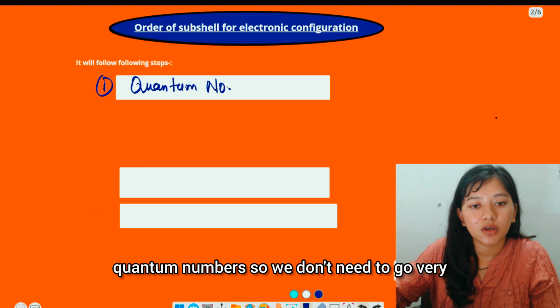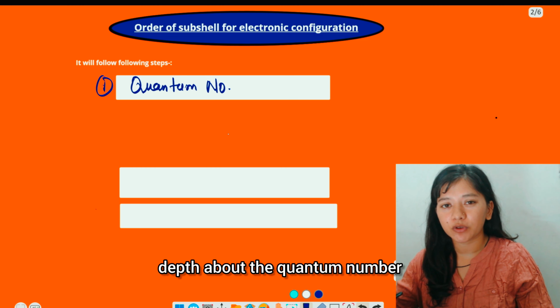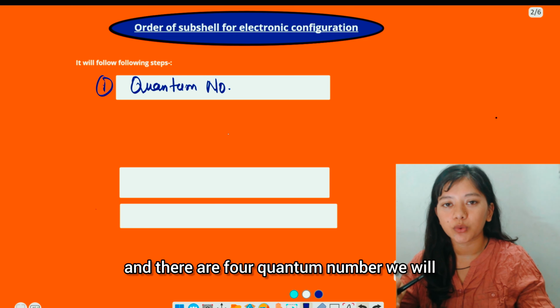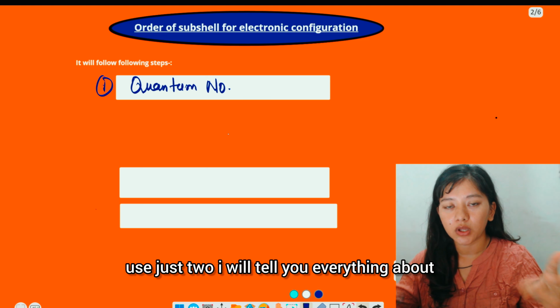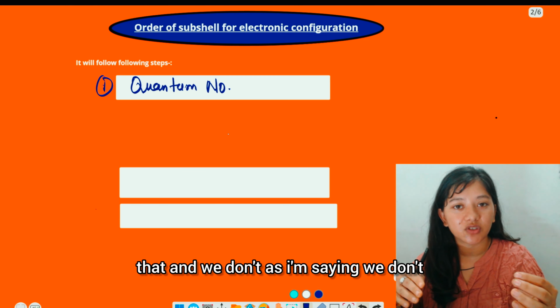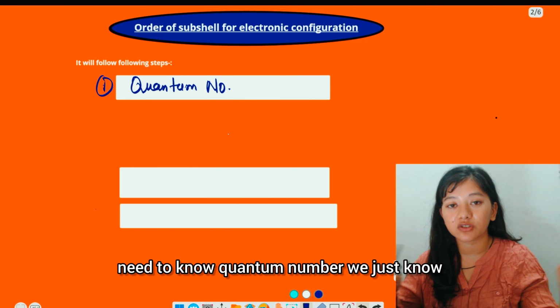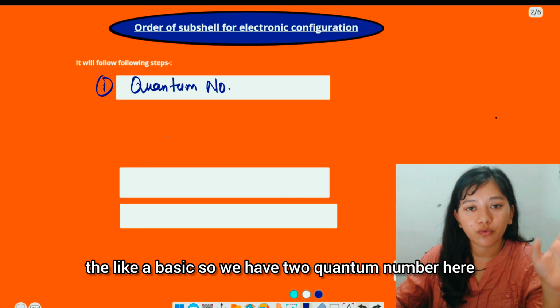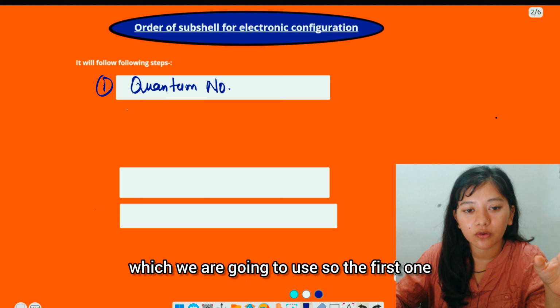Quantum numbers. We don't need to go into great depth about the quantum numbers. There are 4 quantum numbers, and we will use just 2. I will tell you everything about that, and as I'm saying, we just need to know the basics. So we have 2 quantum numbers here which we are going to use.